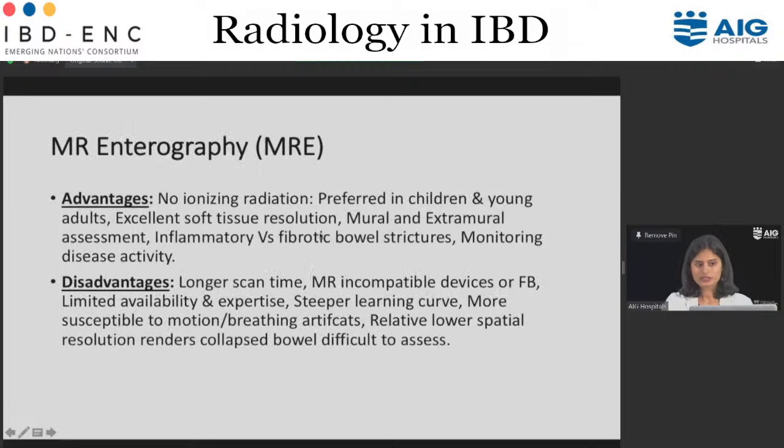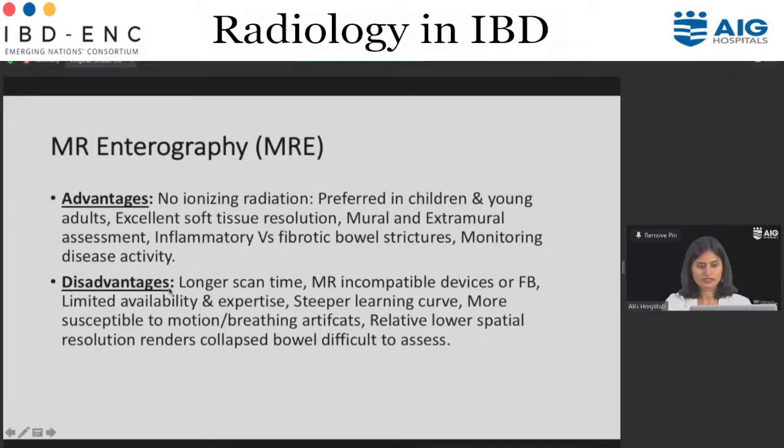So the advantages of MR enterography, the main advantage is that there is no ionizing radiation. And so it is preferred in children and young adults and in follow-up or disease monitoring. It helps in differentiating inflammatory from fibrotic strictures, useful in clinical trials for trying to quantify the degree of inflammation, and it's got an excellent soft tissue resolution. However, spatial resolution is poorer compared to CT.